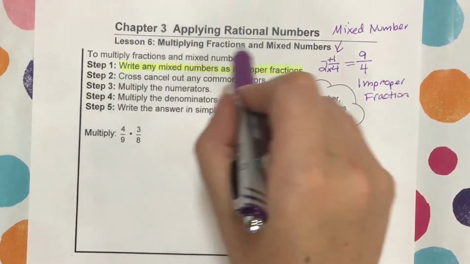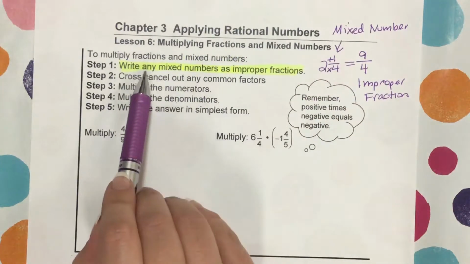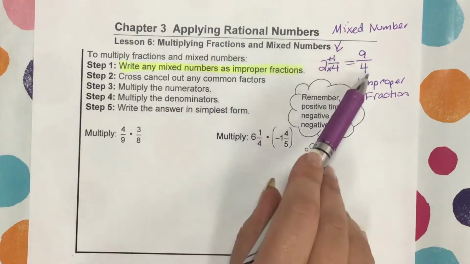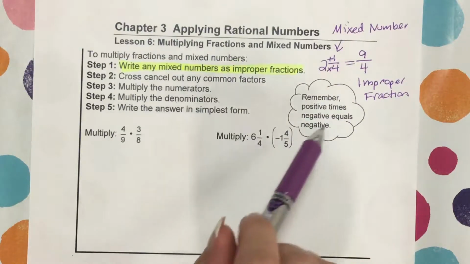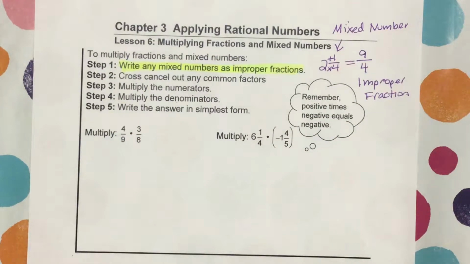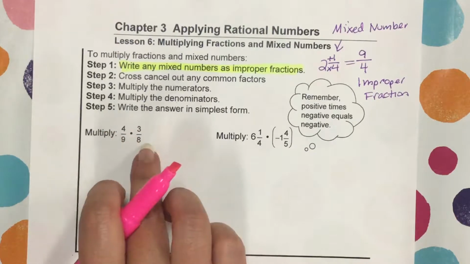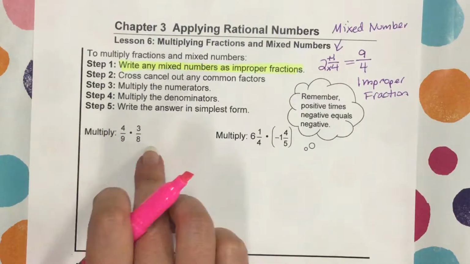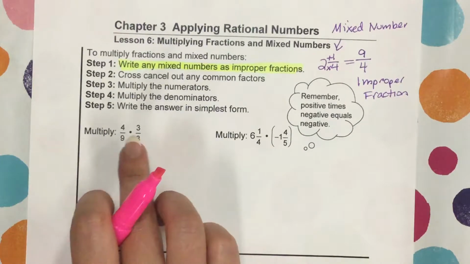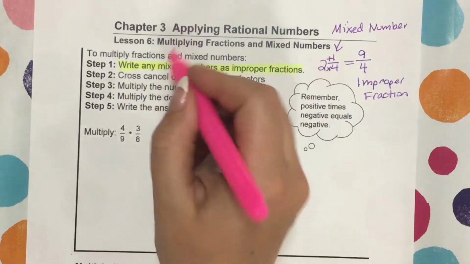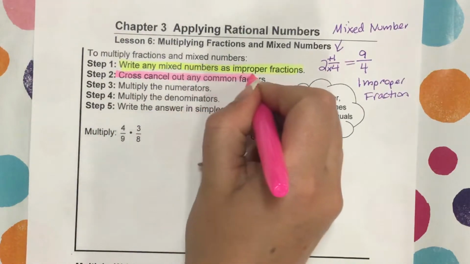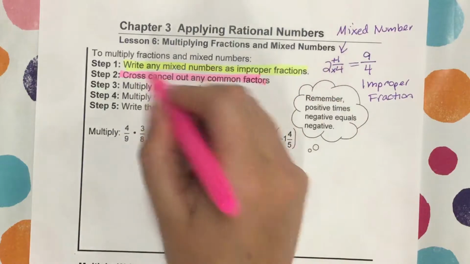So whenever you're multiplying fractions and mixed numbers, the first step is to write any mixed number as an improper fraction. After you do that, the next step is, well, let's look at this problem. Step 1, write any mixed numbers as improper fractions. Do we have any mixed numbers there? No, we don't. So we're good. So let's go on to step 2. Step 2 says cross-cancel out any common factors.